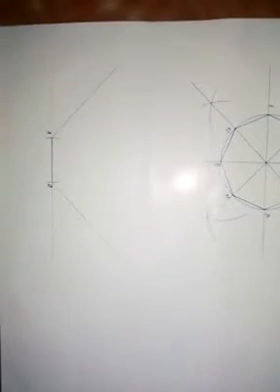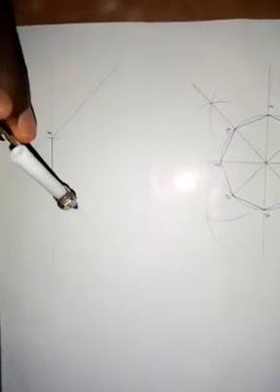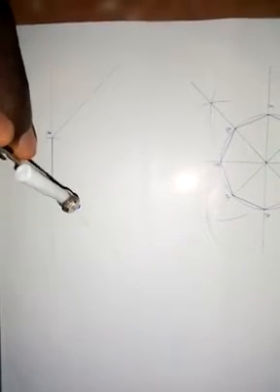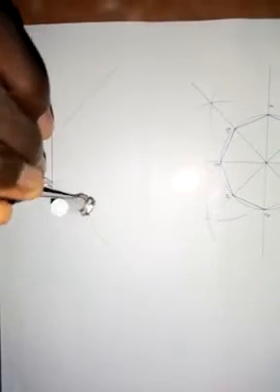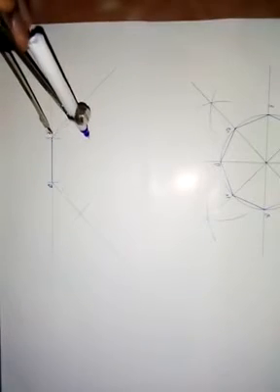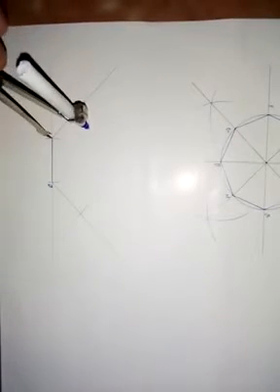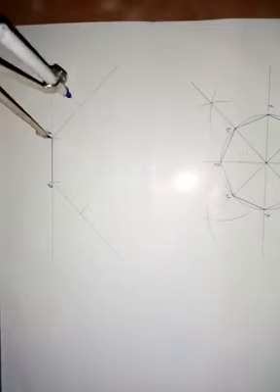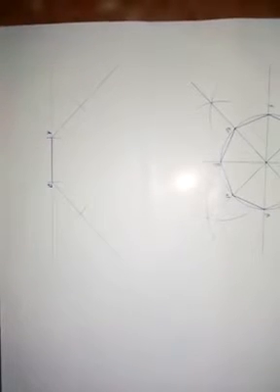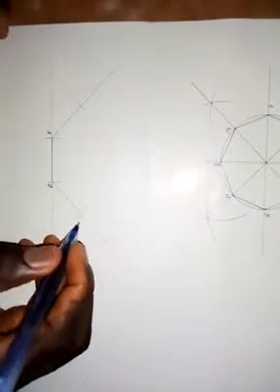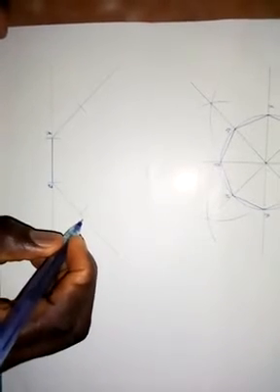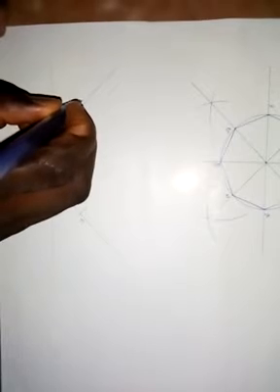Now my 30, which is the length of the side, I will put that 30 at point B and make an arc on this line. I will do the same thing on this side, put it at point A, and make an arc on this line. So this is point C, and this is point D.